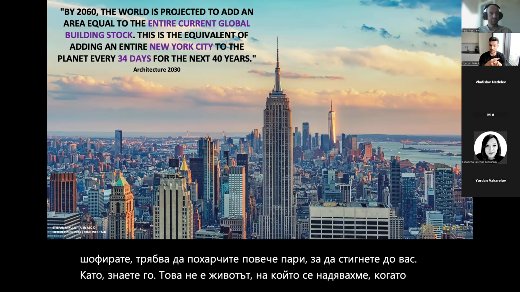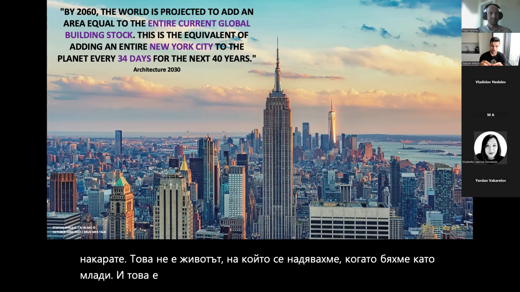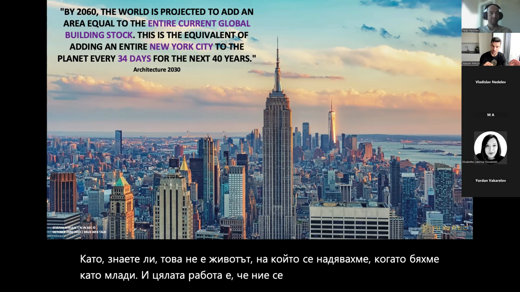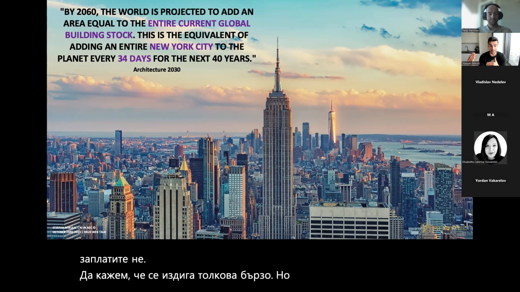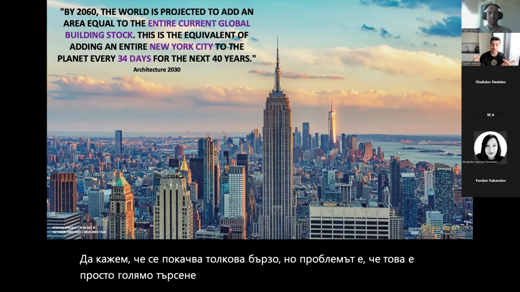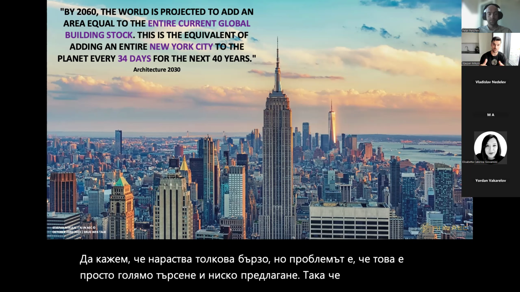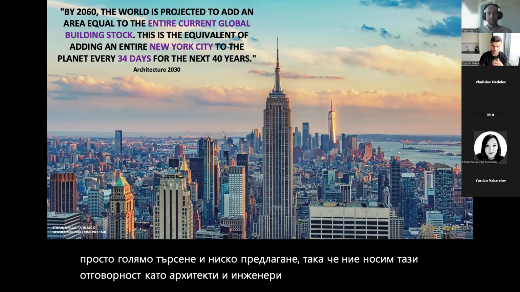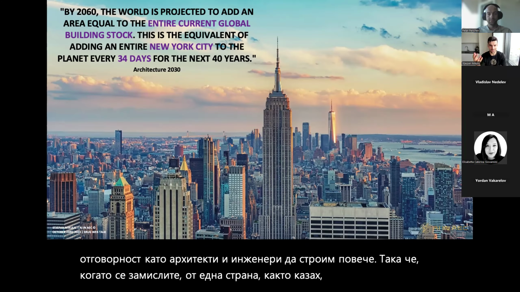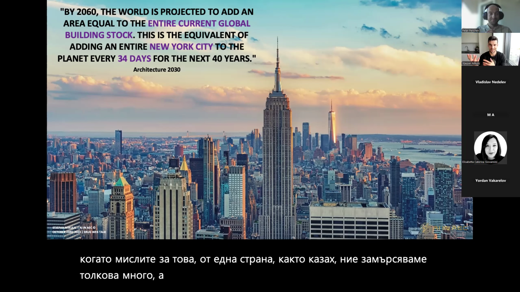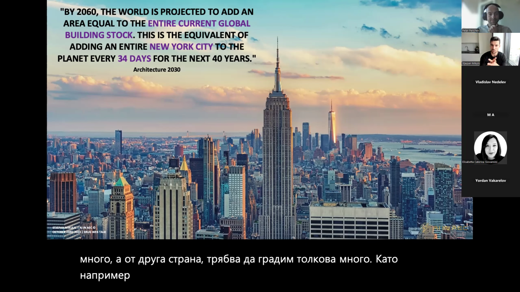And the whole thing is that we are complaining about prices and about wages not rising as fast, but the problem is that it's just big demand and low supply. So we have that responsibility as architects and engineers to build more. When you think about it, on one hand we are polluting so much, and on the other hand we need to build so much. How do you combine this? How do you make this work together?